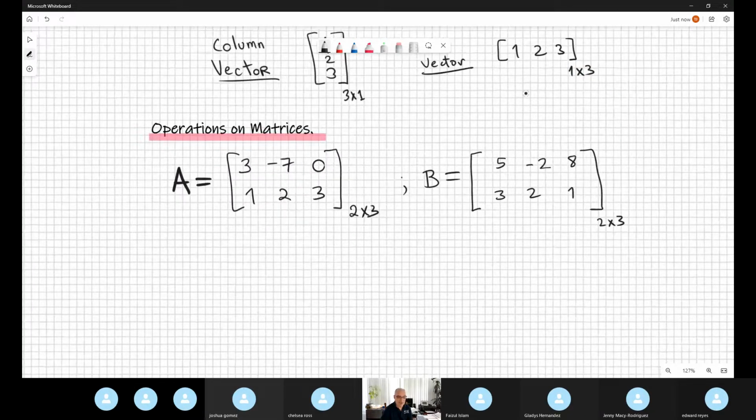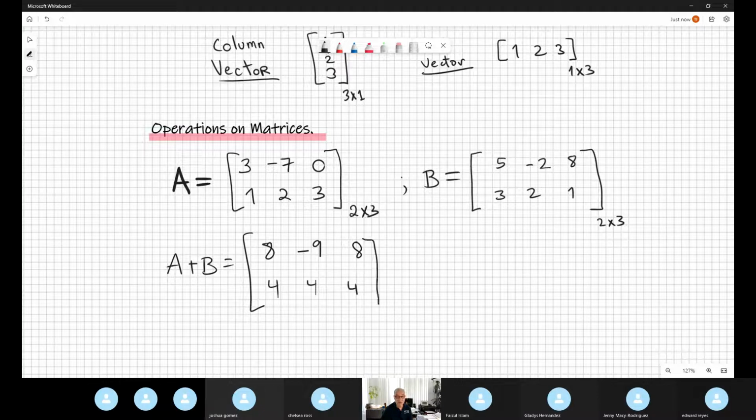Suppose I want to add A plus B. It's too easy. You're adding entry by entry in the same position. 3 plus 5, 8. Minus 7, minus 2, minus 9. 0 plus 8, 8. 1 plus 3, 4. And 2 plus 2, 4. And 3 plus 1 and 4 again. It's a coincidence. Do you understand the addition very well?